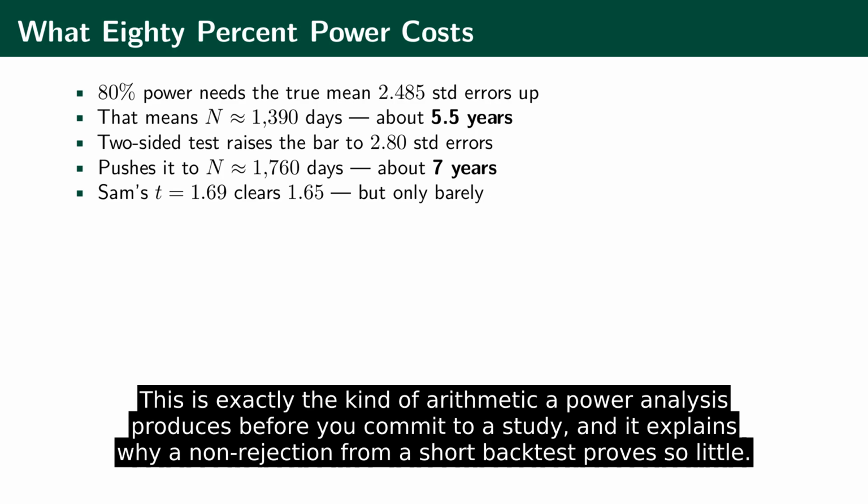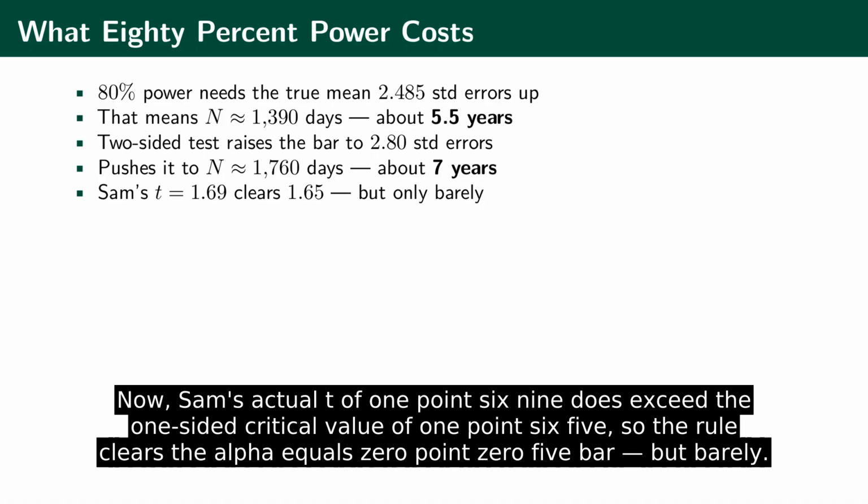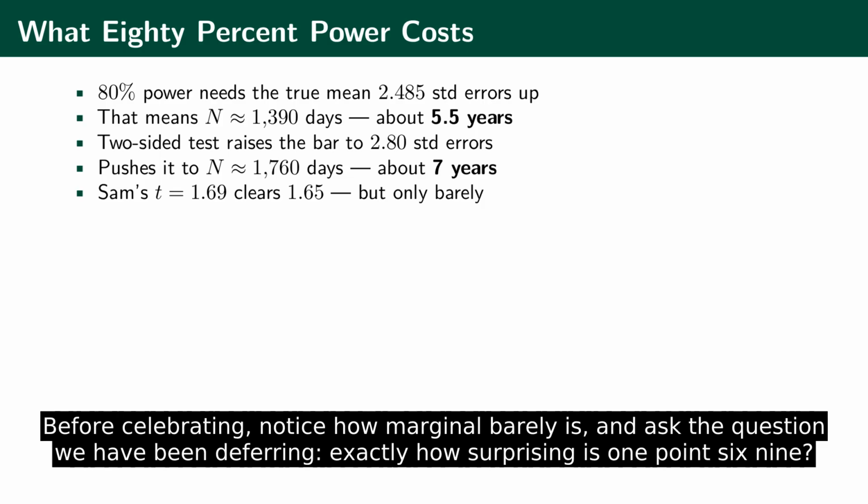This is exactly the kind of arithmetic a power analysis produces before you commit to a study. And it explains why a non-rejection from a short backtest proves so little. Now, Sam's actual t of 1.69 does exceed the one-sided critical value of 1.65, so the rule clears the alpha equals 0.05 bar, but barely. Before celebrating, notice how marginal barely is, and ask the question we have been deferring: exactly how surprising is 1.69?